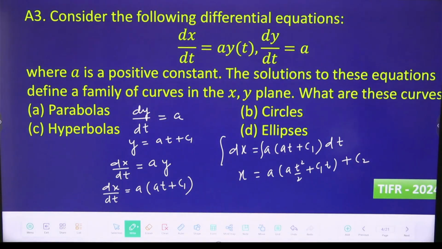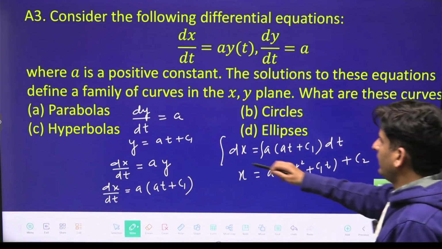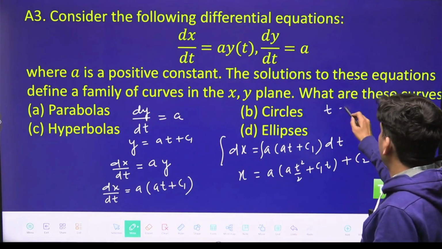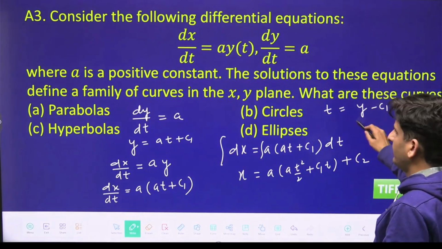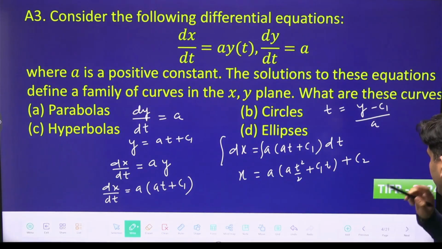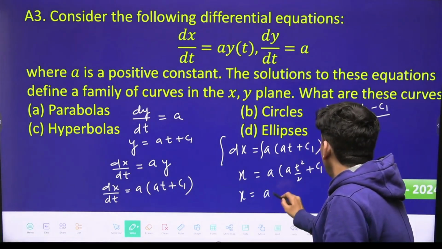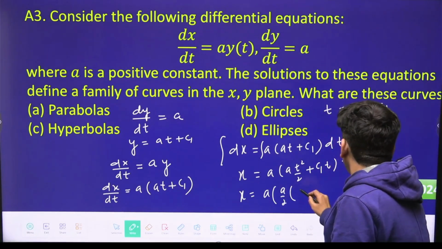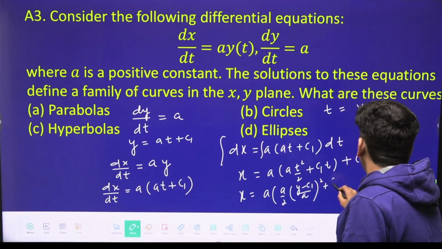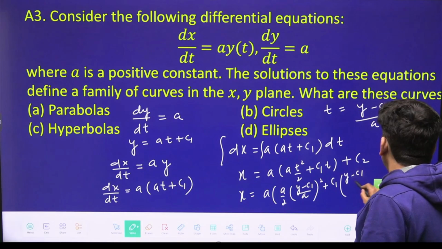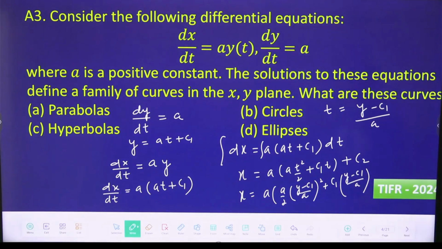Correct? Now we don't want time because we want to know the trajectory. So calculate the value of time from first equation. It will be y minus c1 by a, and you have to put it here. So x will become a by 2 into y minus c1 by a square plus c1 y minus c1 by a plus bracket close plus c2.